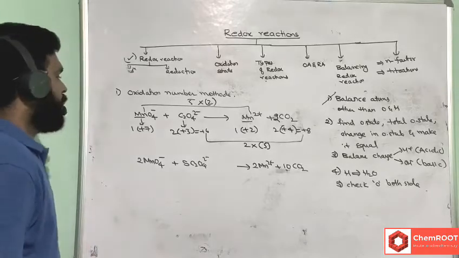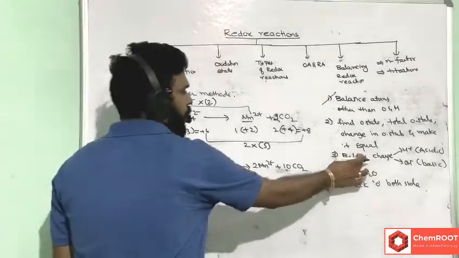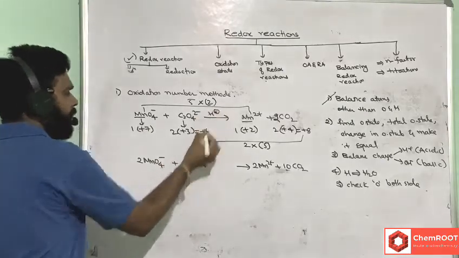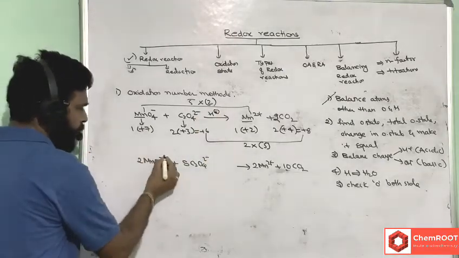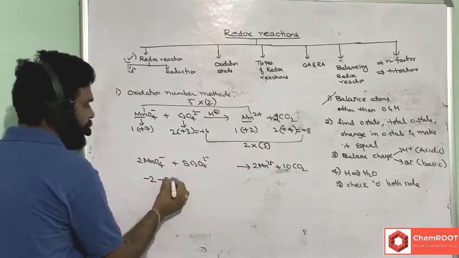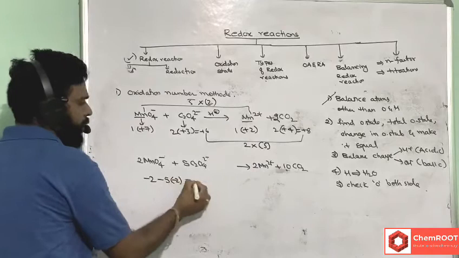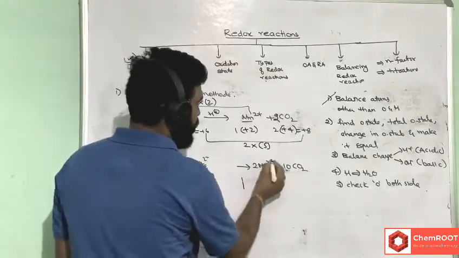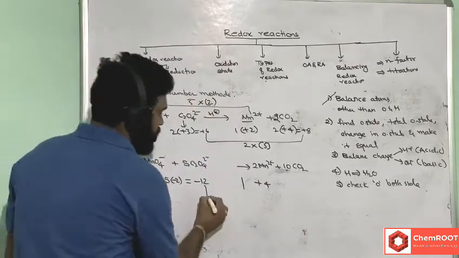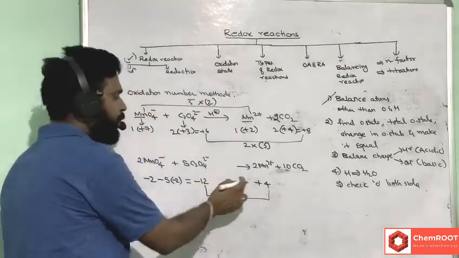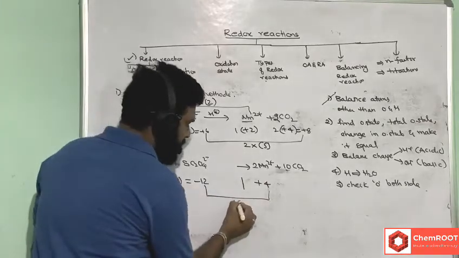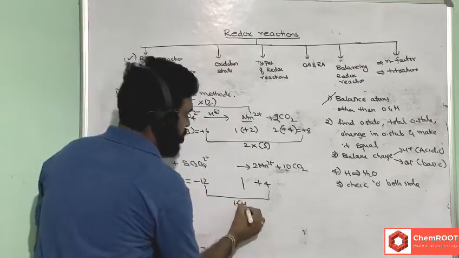Now we have to balance charge with the H plus ions because it is an acidic medium. So 2 into minus 1, minus 2 charge, 5 into minus 2. So total charge will be minus 12. This side 2 into plus 2, plus 4. No charge is there. So what is the difference? Minus 12 to plus 4. So minus 12 to 0, 0 to 4. So total 16. 16 H plus we have to add.